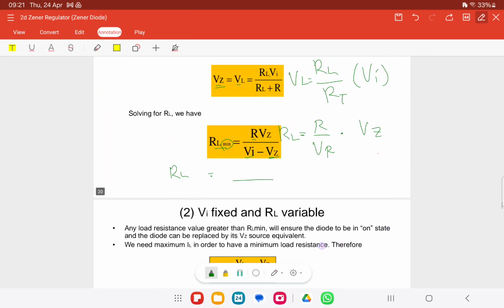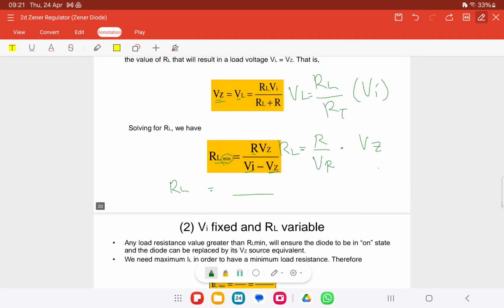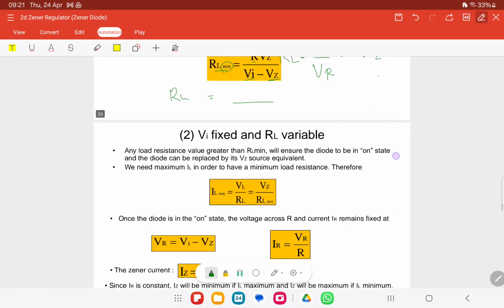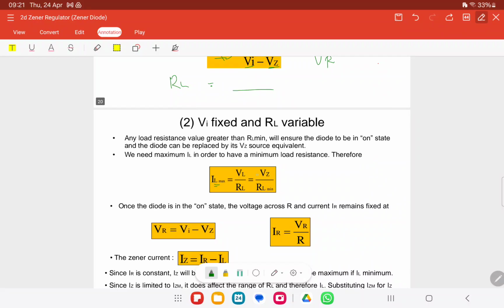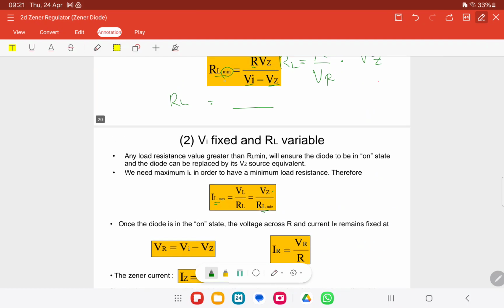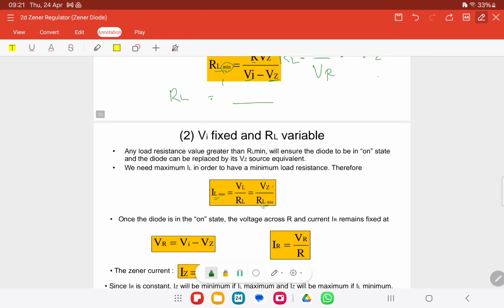Okay, once dah dapat tadi, we get the value of VL, so we can get the value of IL next. Okay, this one, if you tengok, VL is equals to VZ, the given value. RL is from the value RL min tadi. If the RL is min, I is the max, because I equals to V over R. This one is kecil, this one is besar. Dia terbalik. Kalau yang ni kecil, yang tu akan besar, because this is inversely proportional.